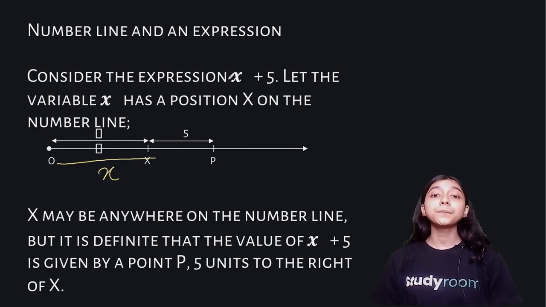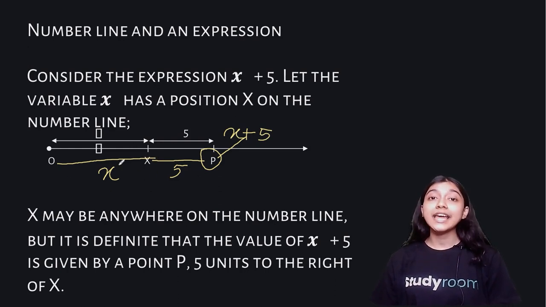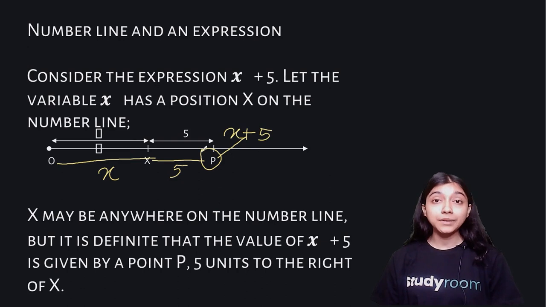Now we have to represent plus 5 as well. For doing so, we will take another point P, which is at a distance of 5 units. And remember one thing, it should be towards the right of X because here we are adding 5. So this point P ultimately represents the given expression, that is x plus 5. So from here we can conclude that this capital X can be represented anywhere on the number line, but this point P, which represents the given expression x plus 5, should be towards the right of capital X at a distance of 5 units.